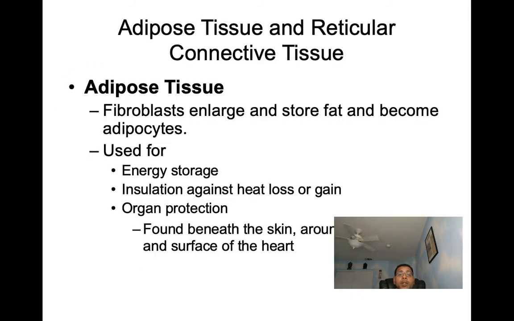Next, then, let's move over to adipose and reticular connective tissue. So here we can appreciate adipose and reticular connective tissue. Adipose is where you have the storage of fat. Our adipocytes are going to be responsible for storing fat. The body then uses this fat for stored energy, insulation, and organ protection. It's found beneath the skin, around the kidneys, and on the surface of the heart.